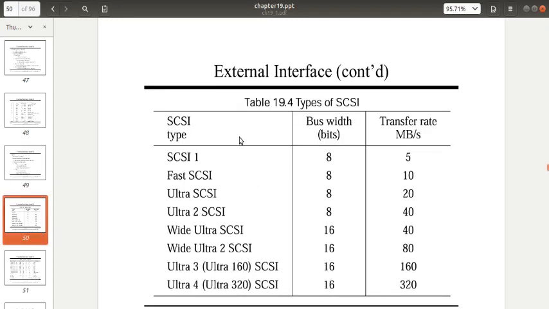So these are just different types of SCSIs, different generations, you can say. Anyway, there are just narrow and wide, but the data transfer rates change significantly, even within SCSIs having the same bus width. The data transfer rate changes depending on the technology and protocols being used.